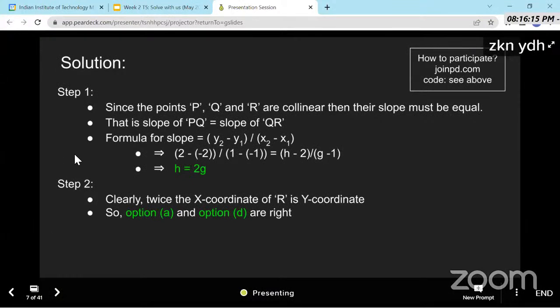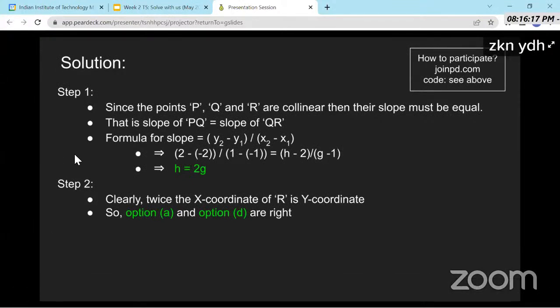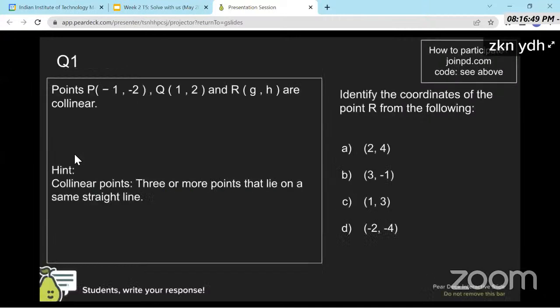Since the points P, Q, and R are collinear, their slopes must be equal, right? So it's something like how Aditya told, and that is what even I have done. The slope of PQ is equal to the slope of QR. We first found the slope of PQ, and then using this formula we found the relation H = 2G. You can use this QR thing and then get this relation. Once you get H = 2G, all you have to do is substitute.